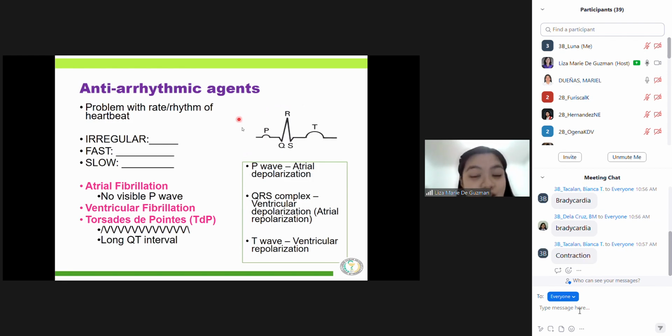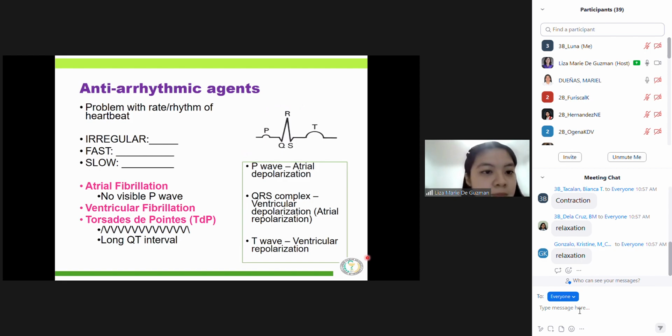Ventricular depolarization, also known as ventricular contraction. How about atrial repolarization? Atrial repolarization is atrial relaxation. Very good, relaxation. So ventricular depolarization or ventricular contraction, and then atrial repolarization or atrial relaxation. Then lastly, the T wave represents ventricular repolarization, also known as ventricular relaxation.